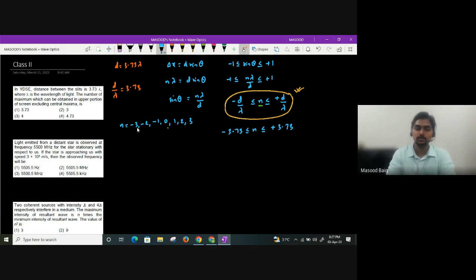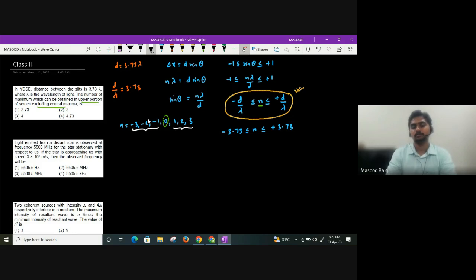So please tell me, 1, 2, 3, 4, 5, 6, 7. So how many maximas will be formed? 7 maximas will be formed, out of which n equal to 0 will correspond to what? Central maxima. They are saying excluding central maxima, so you remove one central maxima. How many are there now? 3 and 3, 6 are there. They are asking only in the upper portion. So how many will be formed? 3 maximas will be formed in the upper portion, and 3 maximas will be formed in the lower portion, guys. And n equal to 0 will correspond to the central maxima.